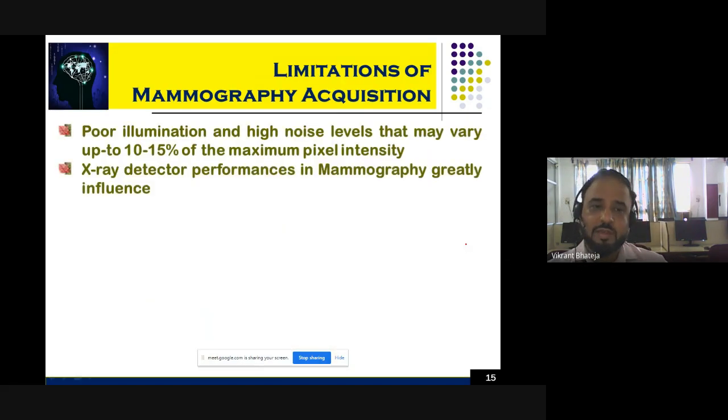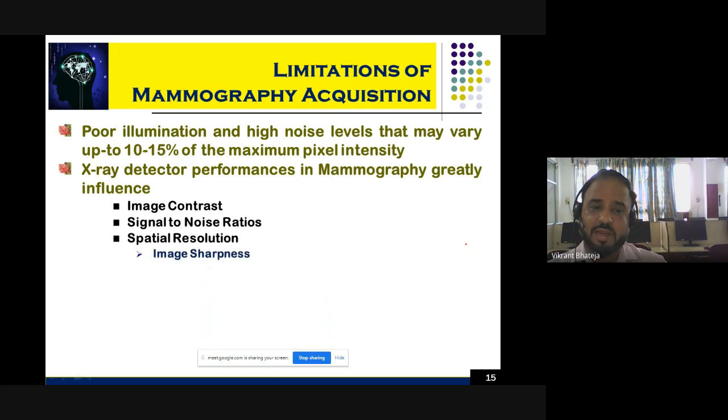Now, what are the challenges because of the X-ray acquisition performance? I have already told that because of the poor illumination and high noise levels in these images, the image contrast is affected, the signal to noise ratio is affected, and spatial resolution is affected, by which we mean the image sharpness is affected. So from here, we get a very good clue when we talk about image enhancement on the front end.